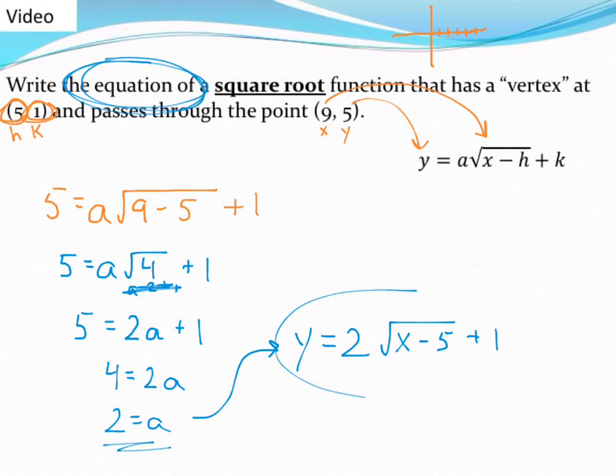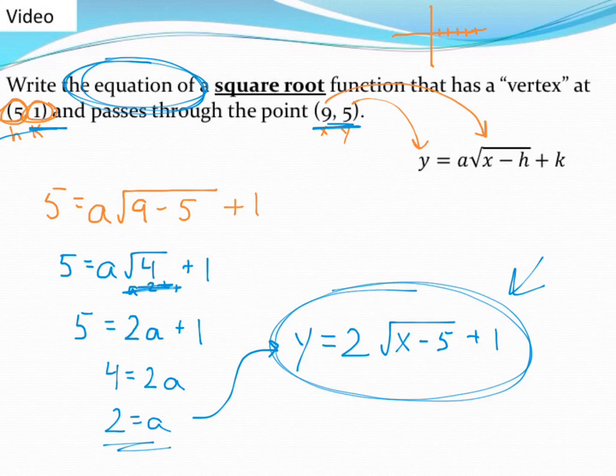And a really easy way to check these problems is to enter this into your graphing calculator, check the table, and make sure those 2 points, the 5, 1 and the 9, 5, come up in your table.